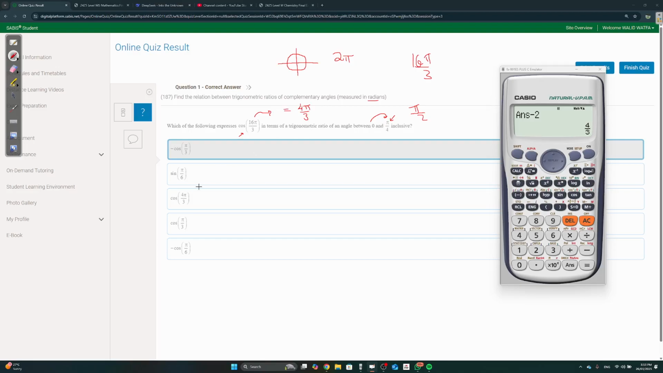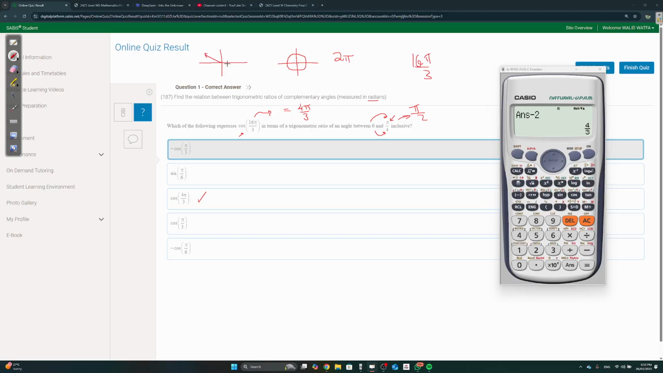You're going to say, doesn't that mean this should be correct? Well, yes, but they're saying the domain has to be between 0 and pi over 2, not pi over 4. So for that reason, you need to simplify it once more.